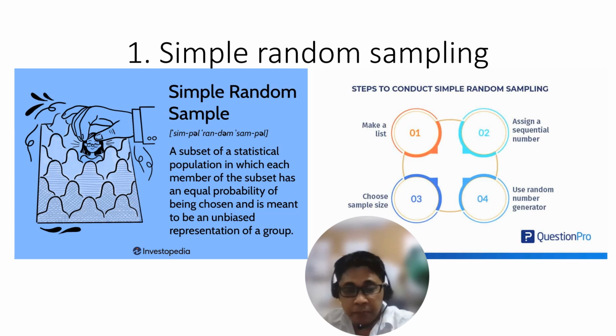But if the app is not available, so simply you just put the names of your respondents, the total population, in a box, and you have to select 50. You have to mix the names, and then you have to select 50 names out of the 150 names. So by that way, you are now able to select your 50 respondents out of the 150 people as your population. So as simple as that.